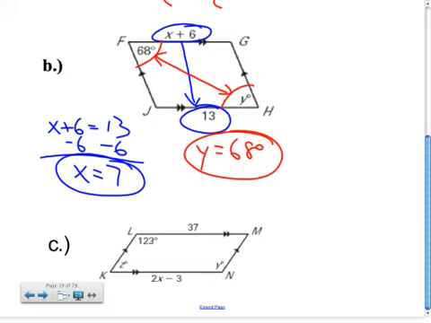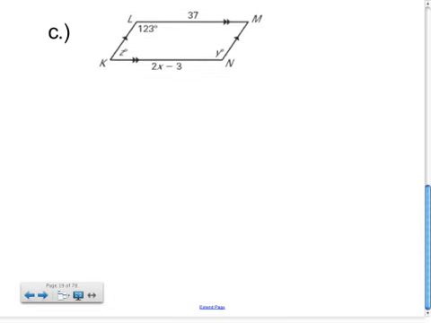And finally, part C. There's our diagram: solve for x and y and z. There's actually z in there as well. And this incorporates just about all of the properties except for one.